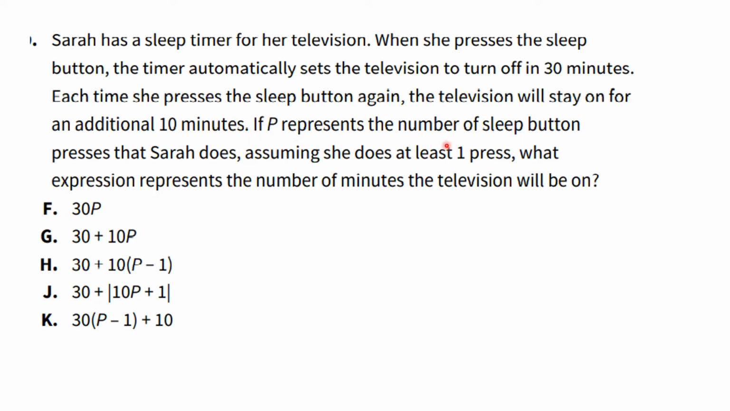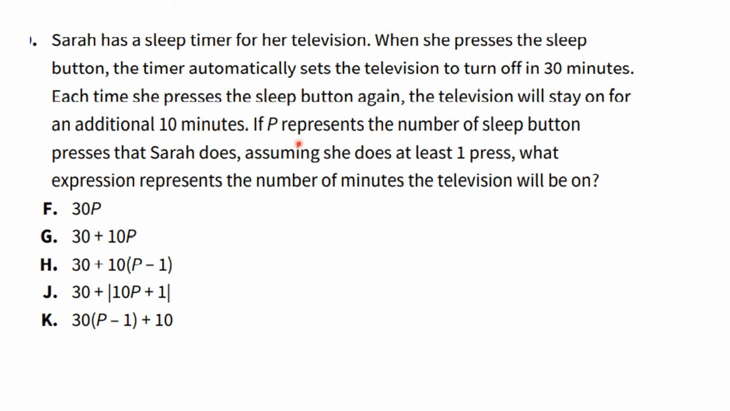If P represents the number of sleep button presses that Sarah does, assuming she does at least one press, what expression represents the number of minutes the television will be on? Take a look at the answers. Basically, first of all, the first press would turn off the television after 30 minutes, right? So 30 minutes plus the other presses, each one gives 10, 10, 10, 10, 10, right? And P represents the number of presses. So which answer do you think is the most correct answer here?